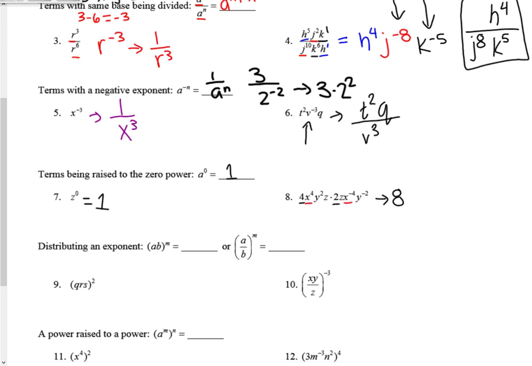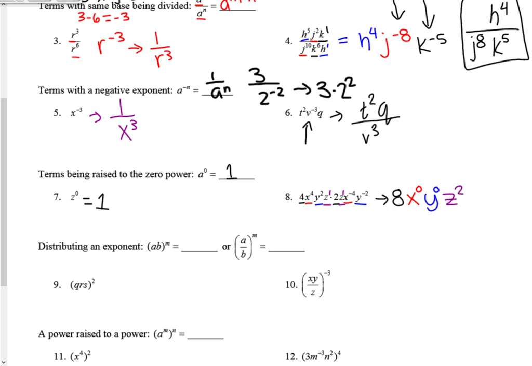X to the fourth times x to the negative fourth. We add those exponents together. 4 plus a negative 4 is 0, so I get x to the 0 power. I have y squared and y to the negative 2. 2 plus negative 2 is 0, so I have y to the 0 power. I have z. I don't think I have another z here, so remember those both have a power of 1 on them. We add those, so we have z squared.